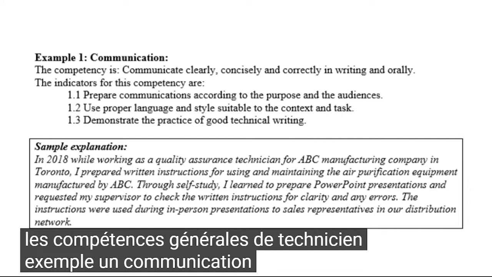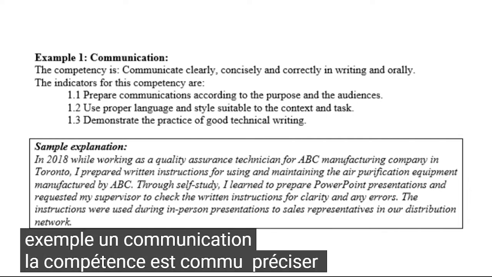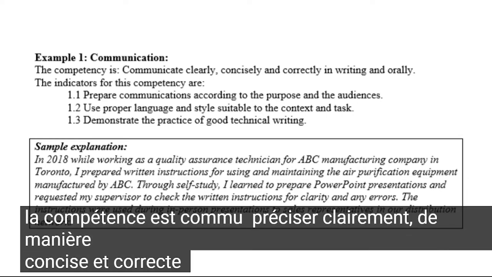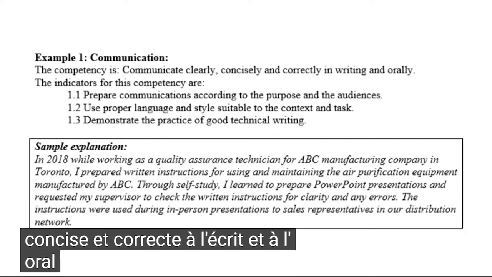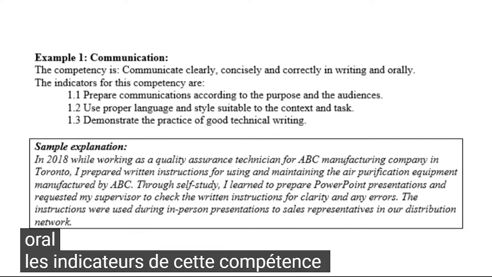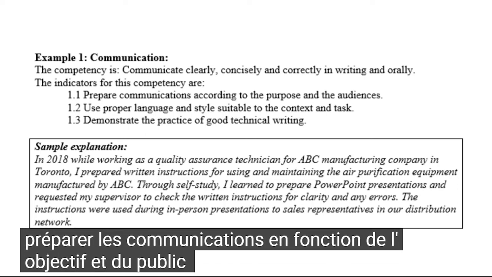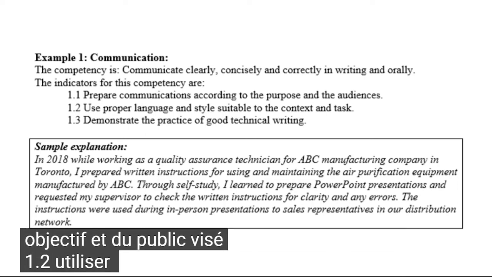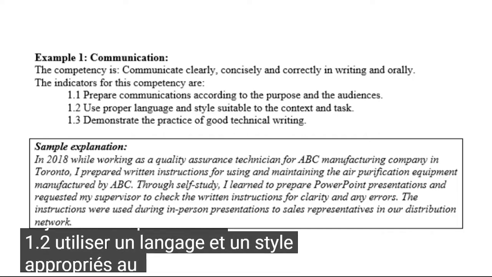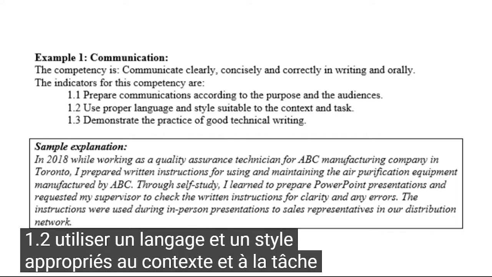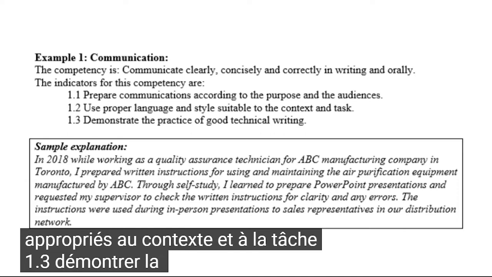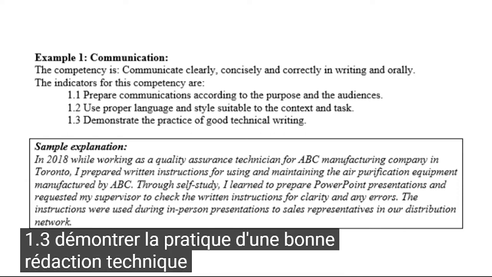Example 1, communication. The competency is communicate clearly, concisely, and correctly in writing and orally. The indicators for this competency are 1.1, prepare communications according to the purpose and the audience. 1.2, use proper language and style suitable to the context and task. 1.3, demonstrate the practice of good technical writing.